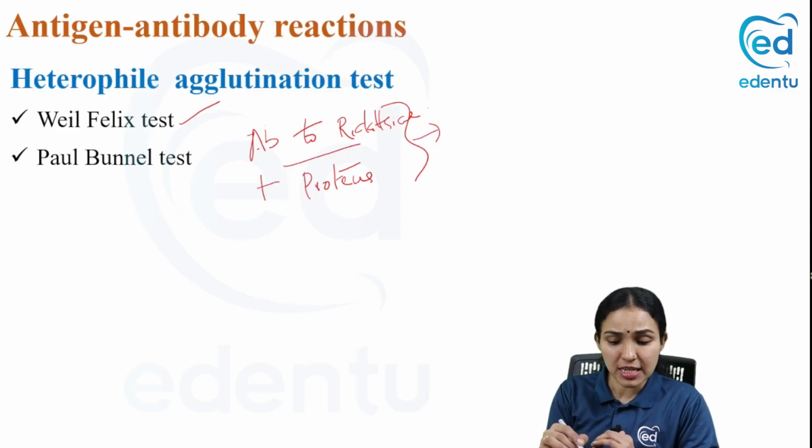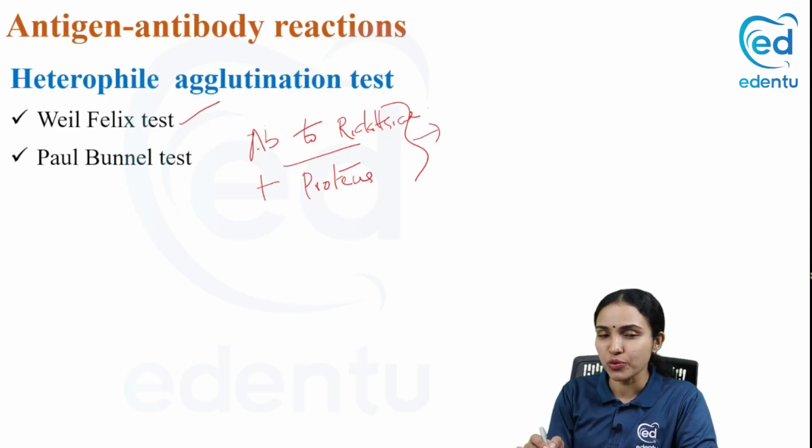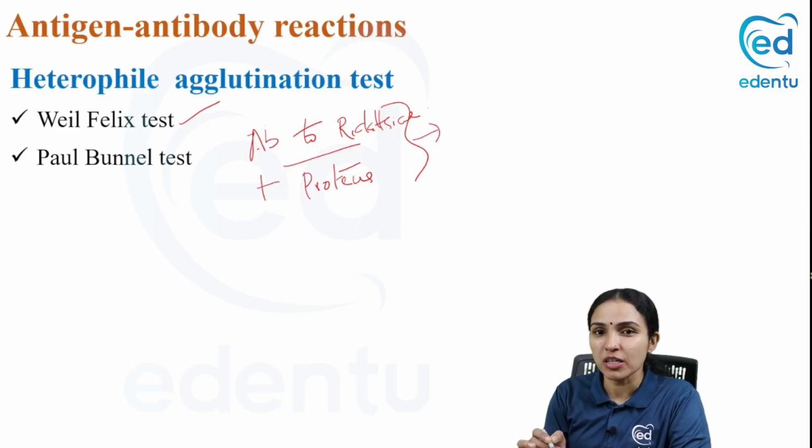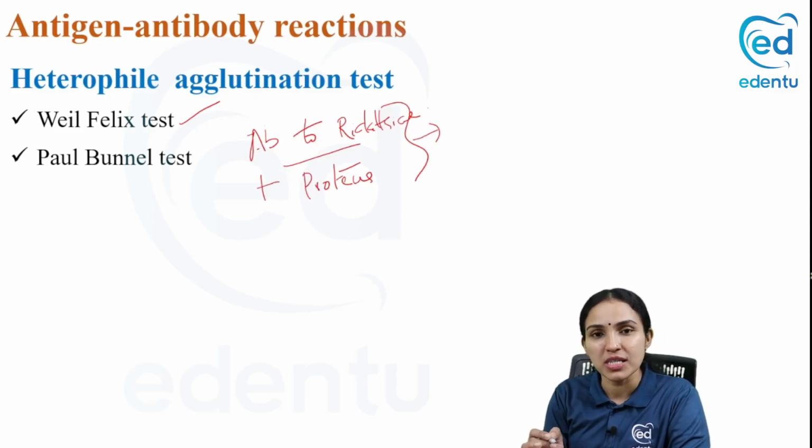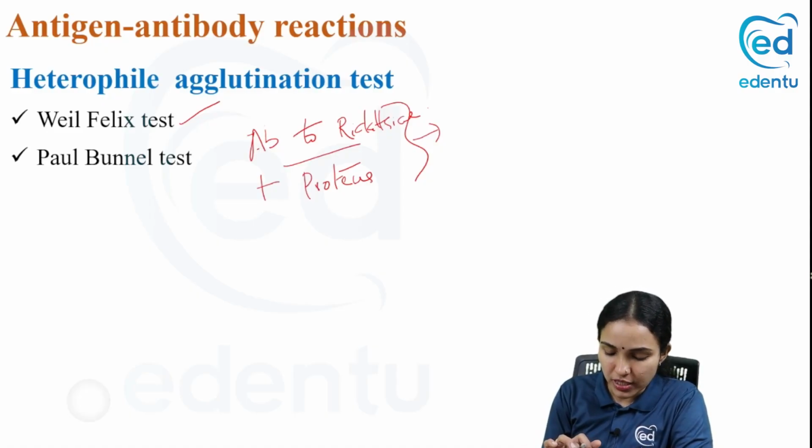Another example, other than Weil-Felix, is the Paul Bunnell test. The Paul Bunnell test is for diagnosis of infectious mononucleosis, where you use sheep RBC as the reagent. In infectious mononucleosis, the patient's serum contains antibodies which can cross-react with sheep RBCs. So both these are examples of the heterophile agglutination test.